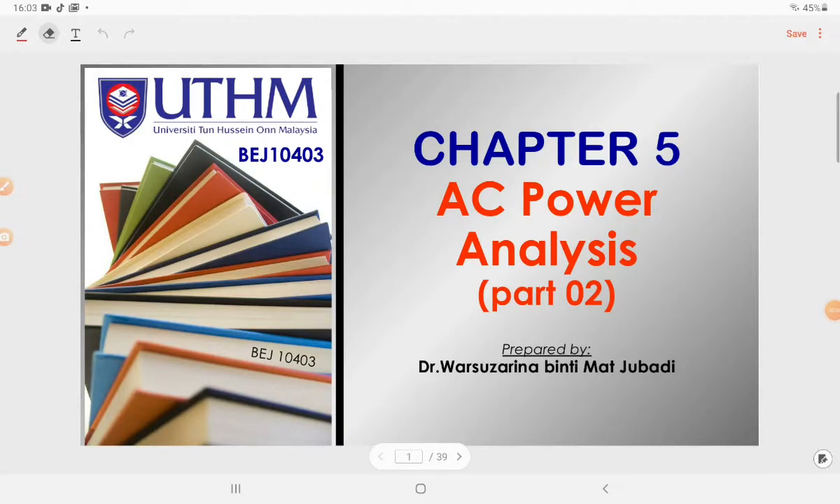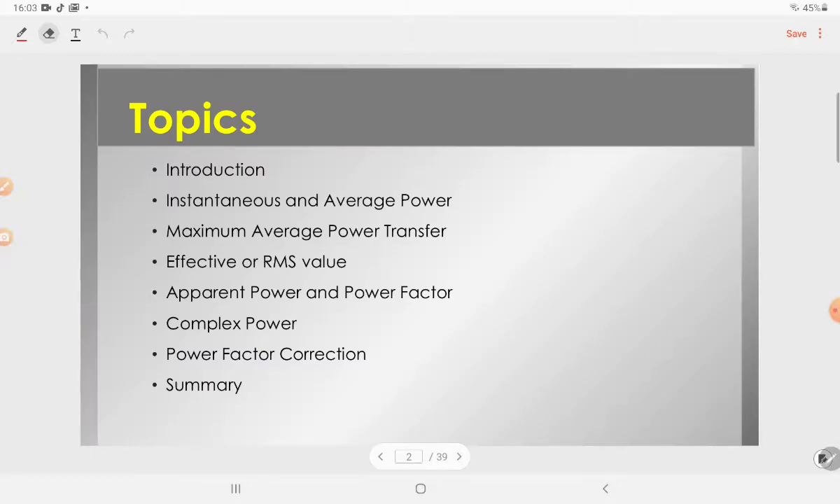Okay, so we continue with chapter 5, part 2. In this chapter, we already covered maximum average power. Our objective today is to cover apparent power and power factor. And if we have more time, we can go to complex power and power factor correction, these two.